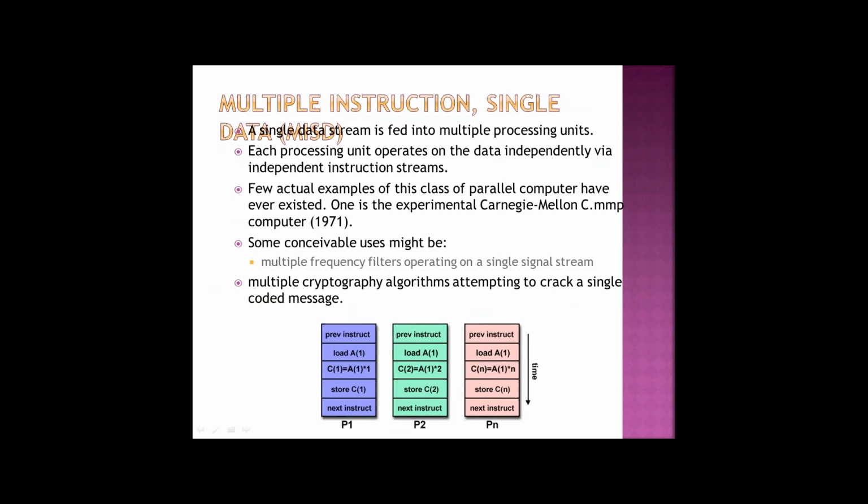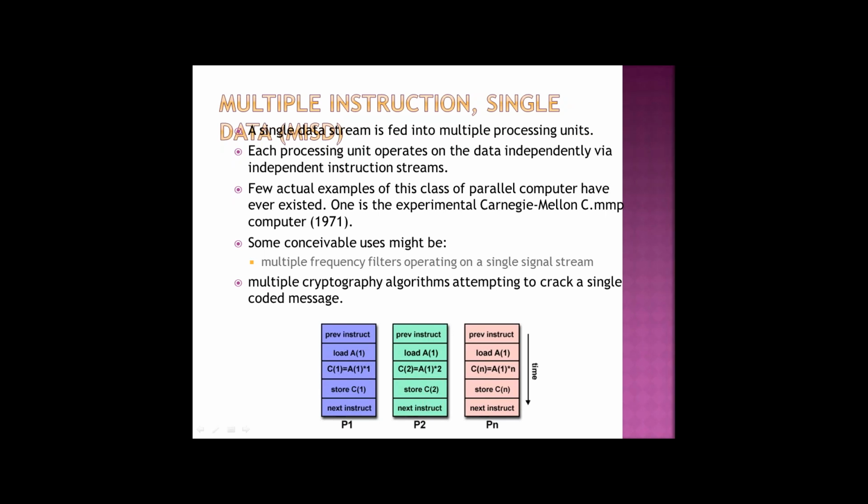This says a single data stream is fed into the multiple processing units. Each processing unit operates on the data individually, independently, via an independent instruction stream. Few actual examples of this class of parallel computer have existed. That is, more than one instruction is executing on a single data. The example is multiple cryptography algorithms attempting to crack a single coded message.